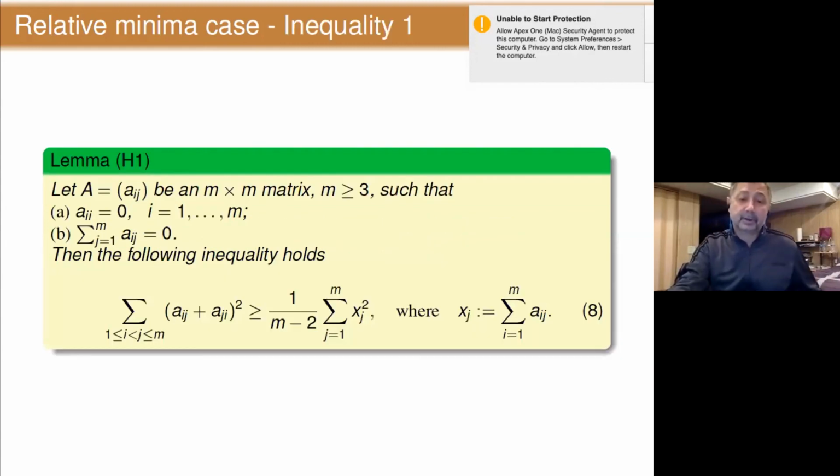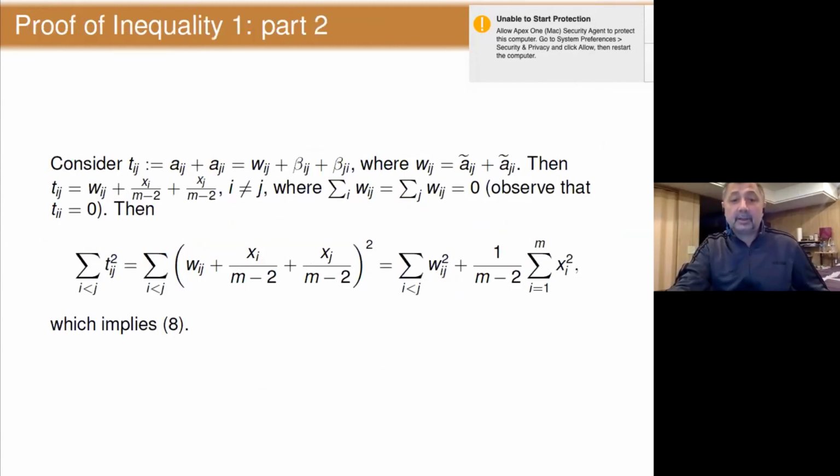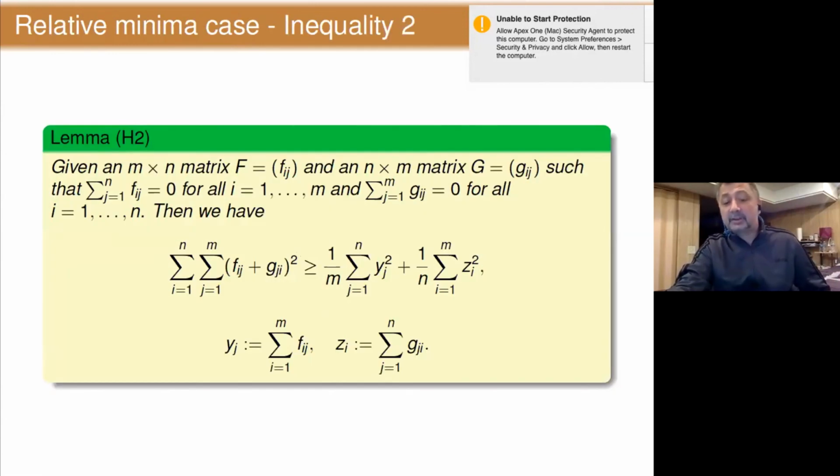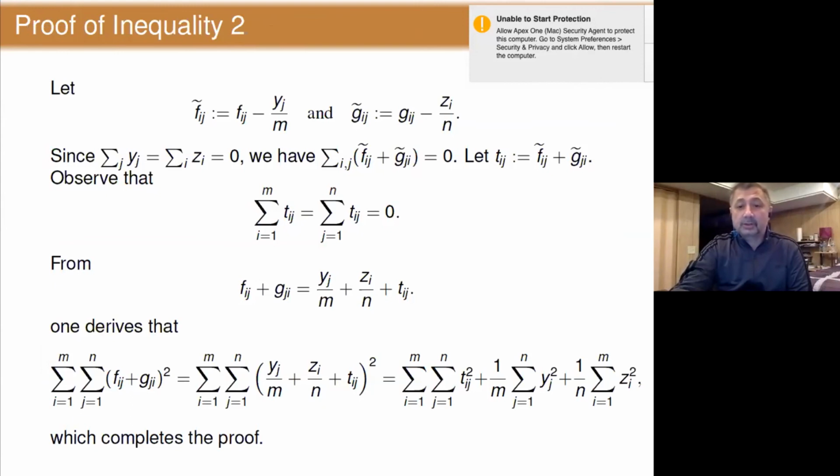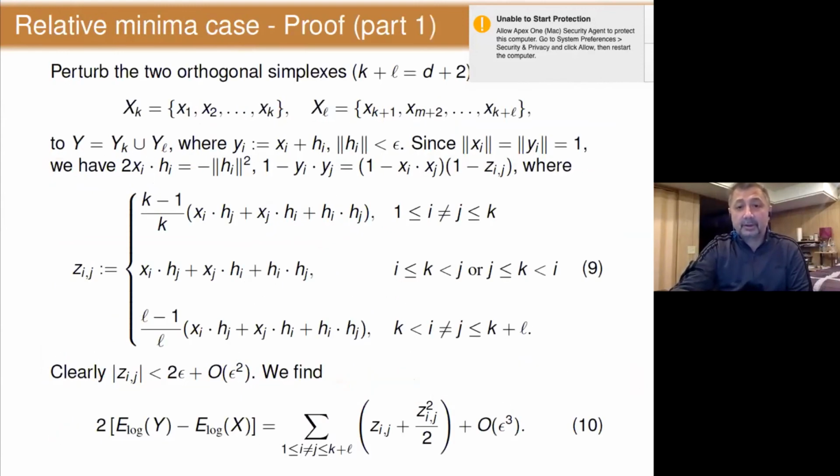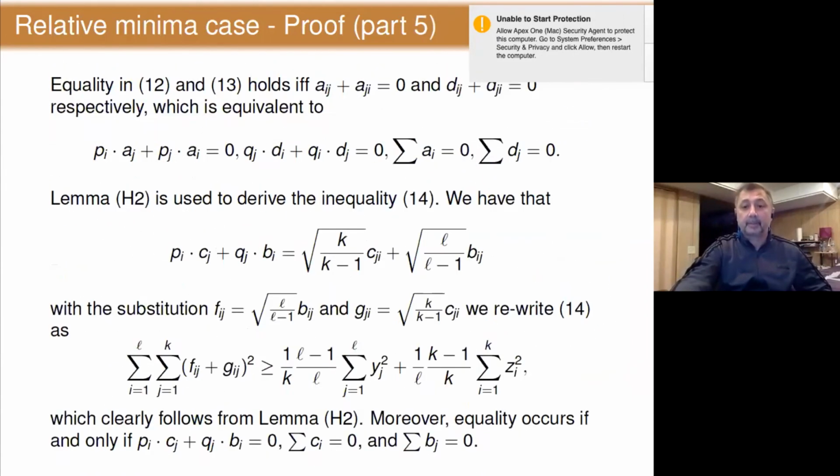And this uses some really nice techniques with Olympiad-type inequalities. I apologize for not having enough time to actually show this. This is how you do the perturbation to show that indeed any perturbation of a relative minimum will actually result in higher energy. All right.